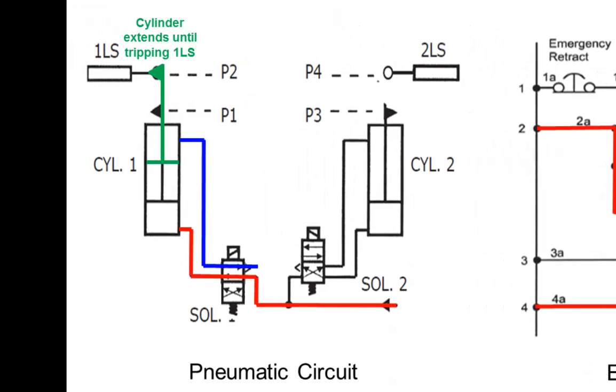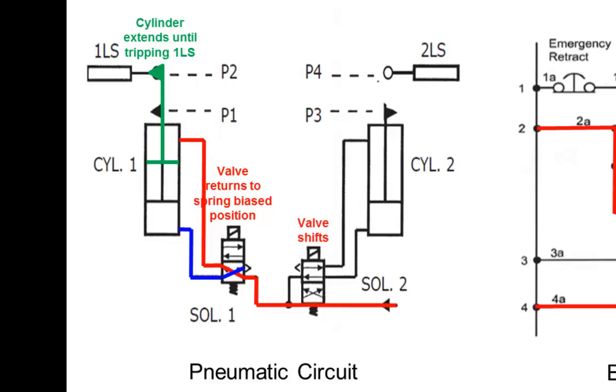Now because the solenoid 1 is now de-energized, we see that that can return to its spring-biased position, allowing compressed air to go into the rod end, and air from the blank end can now be vented to atmosphere. Solenoid 2 is energized, which means this valve shifts basically at the same time, which allows compressed air to go to the blank end of this cylinder and the air on the rod end to be vented to the atmosphere. So cylinder number 1 retracts at the same time that cylinder 2 is extending.